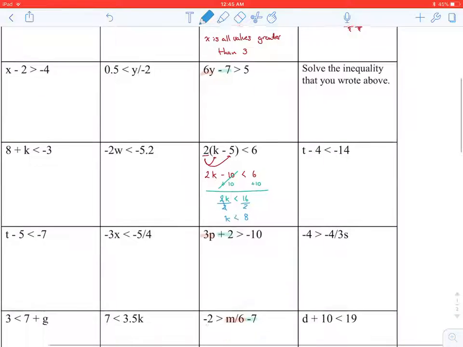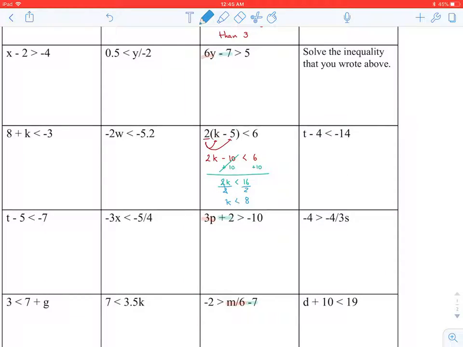So again, you're just going to be using that same technique for the remaining 3 problems. You're going to be adding or subtracting a number first, and that never changes the sign. But then you're going to be multiplying or dividing by another number, whatever is attached to the x, or to the variable here. And then if it's negative, it's going to change the symbol. Remember, it's going to reverse it. But if it's a positive number, it stays the same.